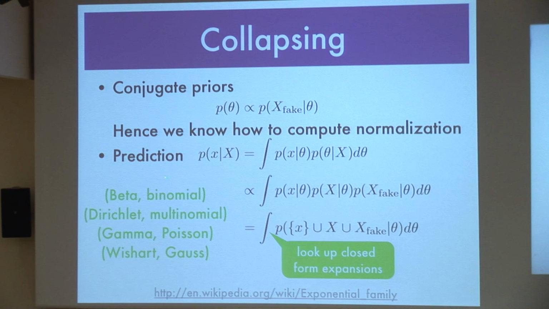Now, if I want to do a prediction, namely P of a new little x, given all the previous data that we've seen, I can expand it, right? It's P of x given theta times P of theta given all the previous data, d theta. So far it's okay. Now I can expand it further. It's proportional to P of x given theta times P of the actual data and the fake data given theta, which is now equal to P of x union the actual data that I observed, union the fake data, given theta, d theta. Okay. Now why is this nice? Because this integral I know how to solve. At least somebody else will have done that before.